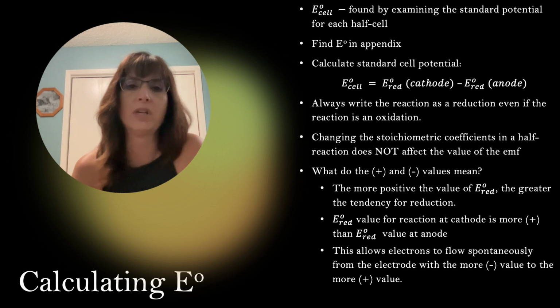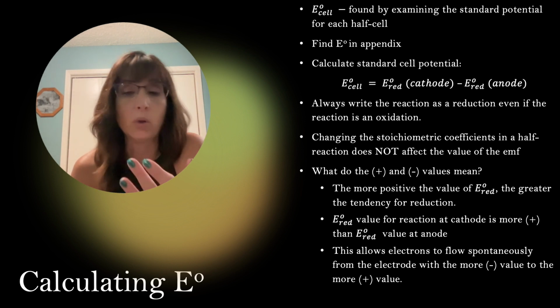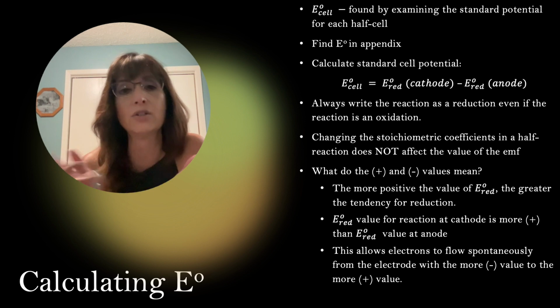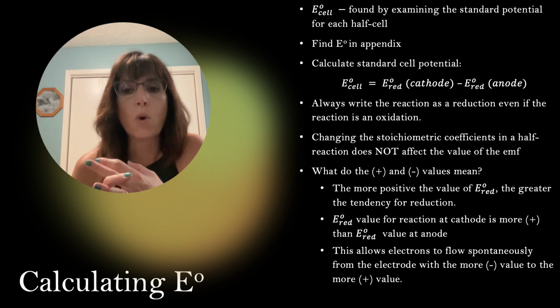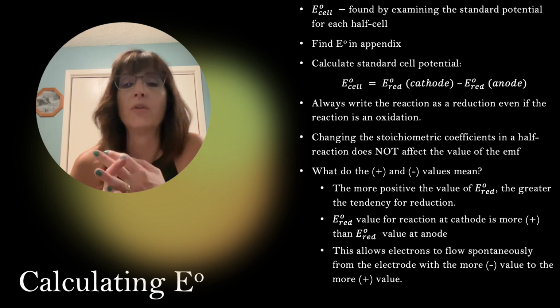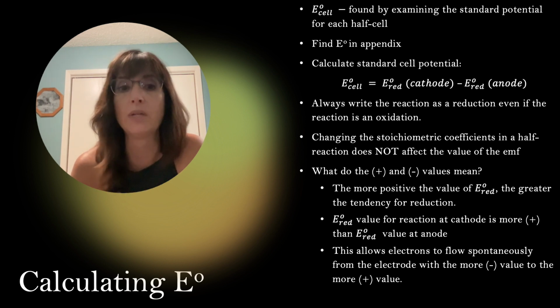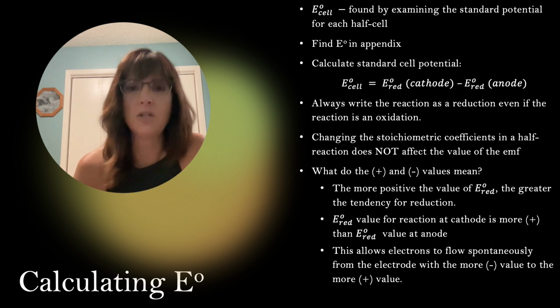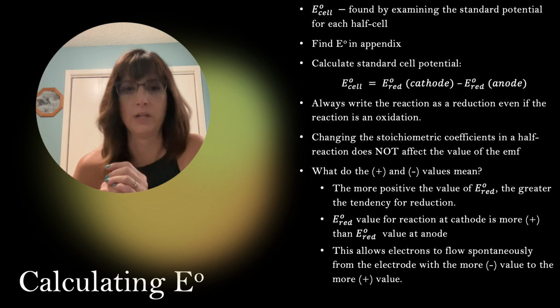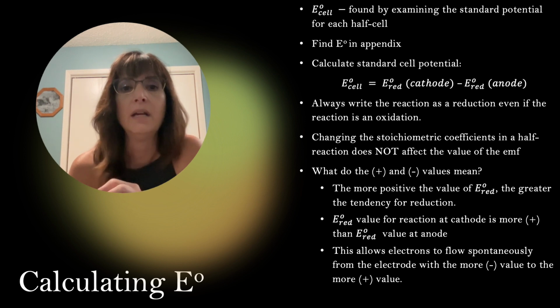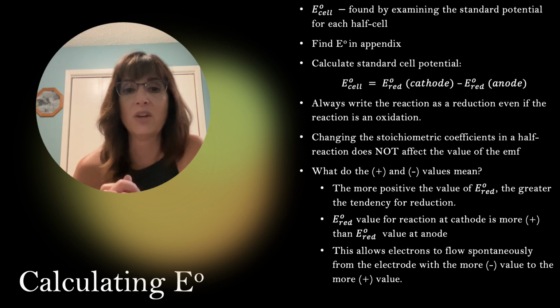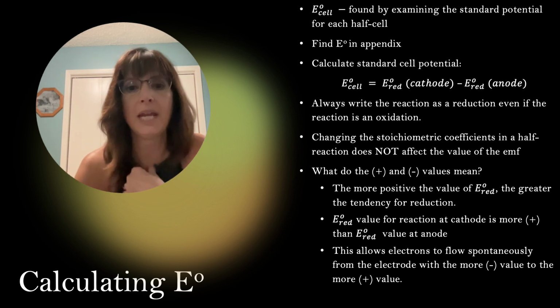All you have to do is figure out, either based on looking at the equation, who's gaining electrons, who's losing electrons, or by looking at the values. Remember, the one that has the more positive E value is reduced. Pick the one that's reduced, subtract the one that's not reduced. Well, what do the positive and negative values mean? Again, the more positive the value of E, the greater the tendency for reduction. The value for the reaction at the cathode is always more positive than the anode, and this is what allows the electrons to flow spontaneously.